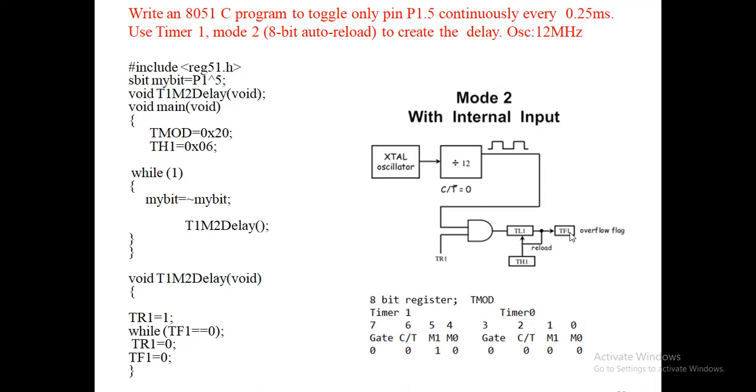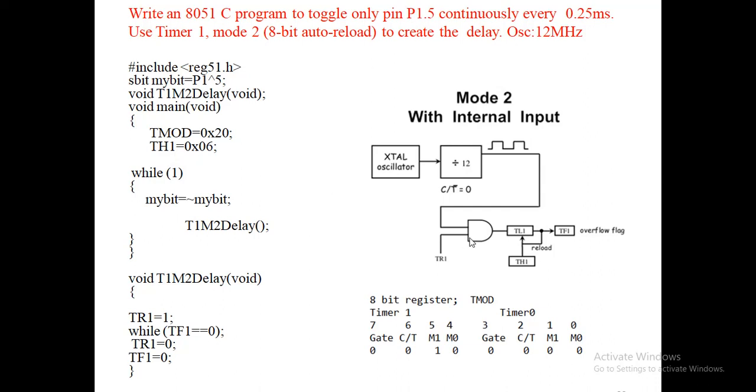Once it gets overflow, automatically whatever value is in the TH1 is reloaded into TL1. As a programmer, as a user, you no need to keep on reloading 0x06 in the TH1. But in mode 0 and mode 1, every time you have to load the delay values in the TL1 and TH1.